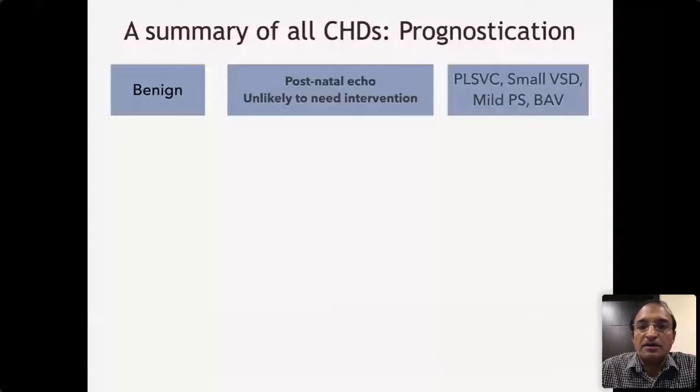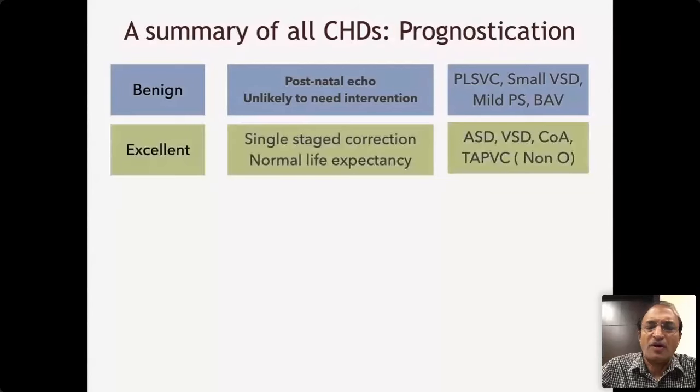It's for you only. I'm not going to talk about entities like small VSD or bicuspid aortic valve. A lot of people are mentioning bicuspid aortic valve and all in the fetal echo. I think it's really not needed, because there's something which you have to leave to the pediatric cardiologist also. It has no prognostic value in utero. So it's better not to talk about lesions which you are not sure about. Coarctation, TAPVC, they have all excellent prognosis.